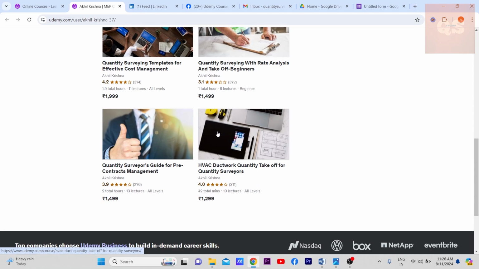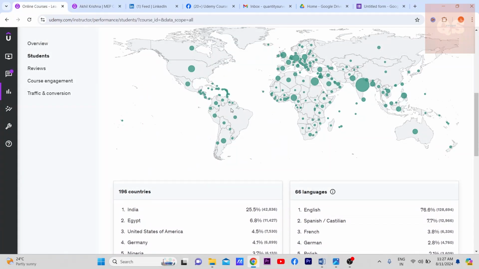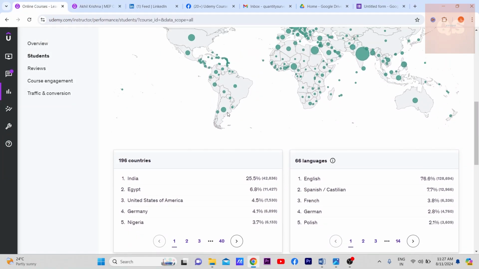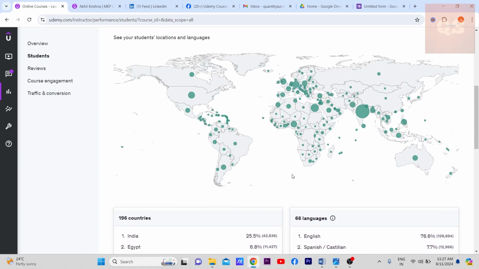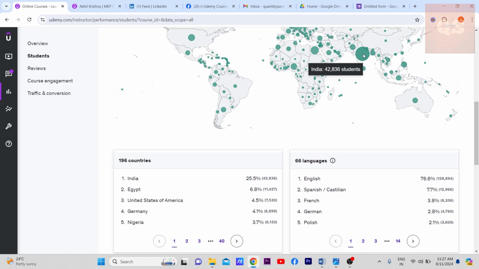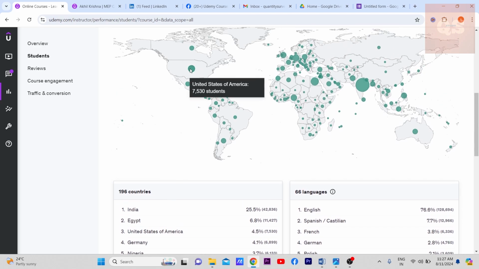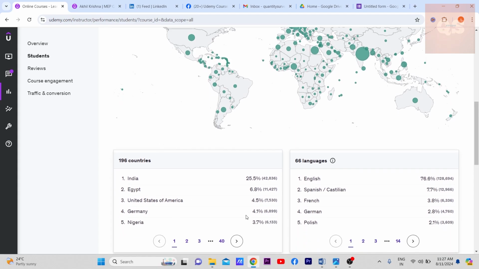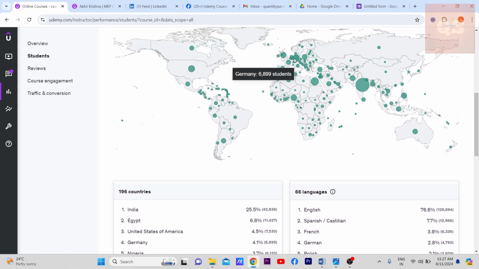And HVAC, someone from the MEP background can opt for this course. HVAC Ductwork quantity takeoff for quantity surveyors, 4 rating, 311 reviews. Even civil engineers who want to know about HVAC duct takeoffs can undergo this course. I can proudly say that my courses have been taken up by students across 196 countries and in 66 languages. My topmost students are from India, almost 42,000 students. Then Egypt, 11,000 students. Then US, around 7,500 students. Germany, 6,899 students. And Nigeria, around 6,133 students.